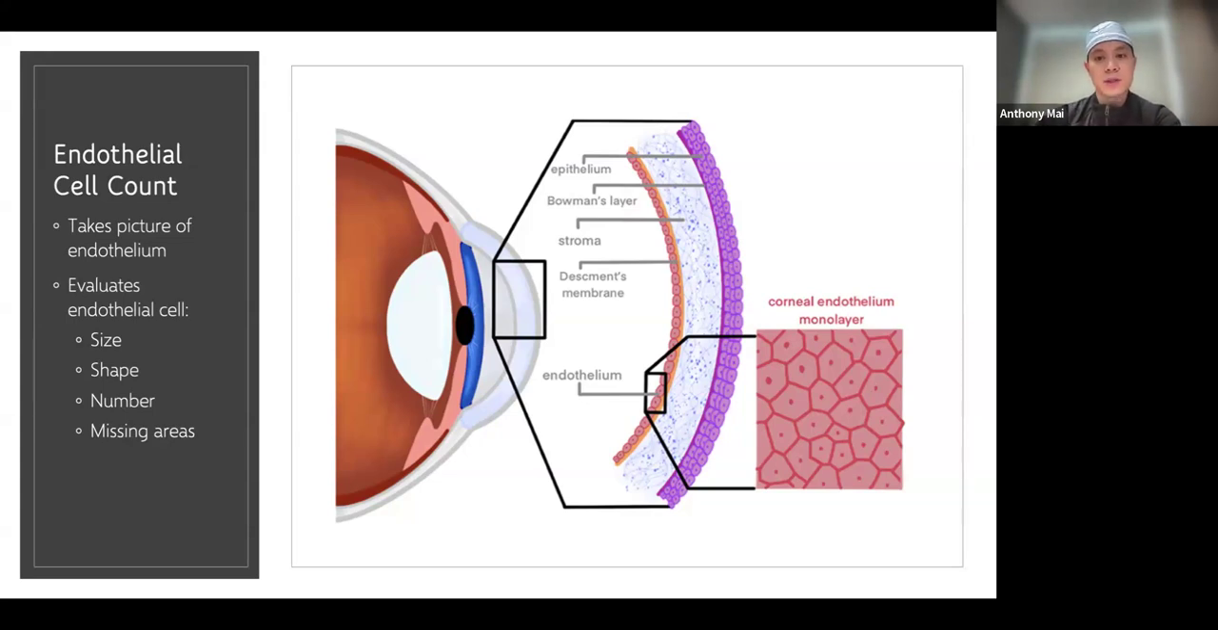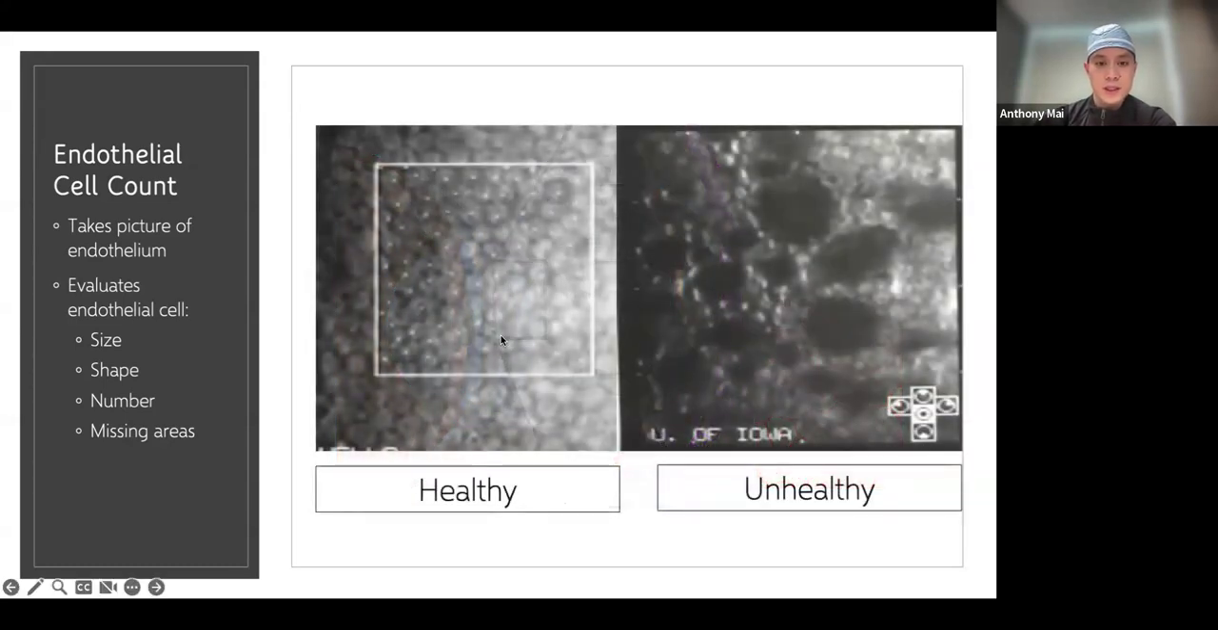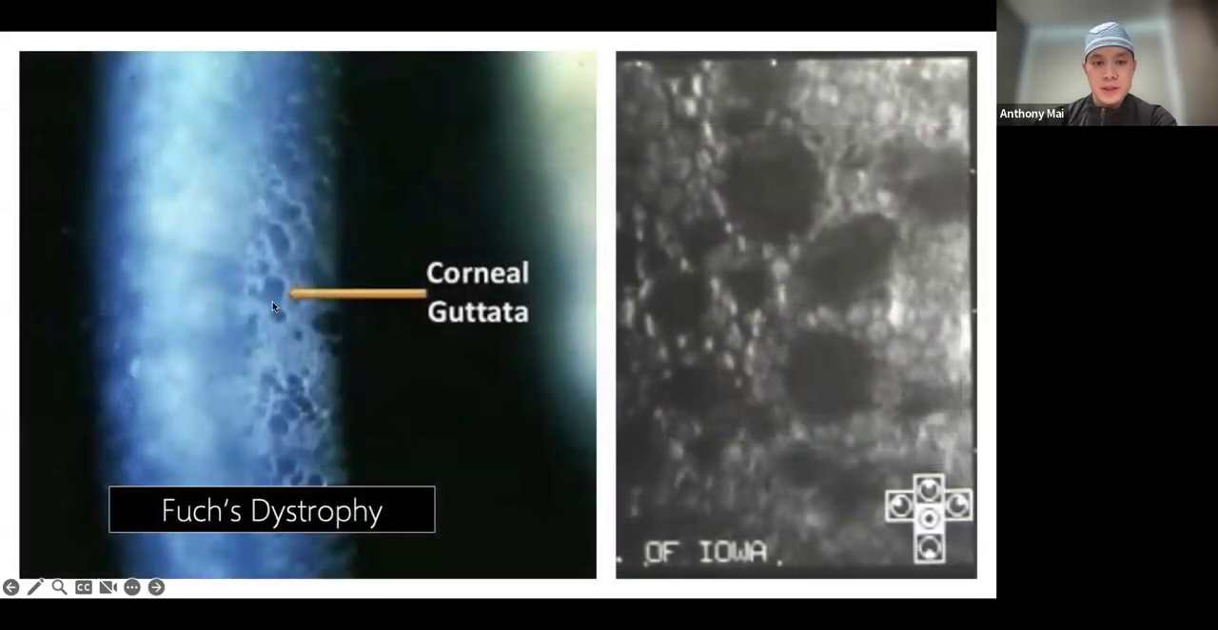They count the cells, look at the cells' shape, the number of them, how big they are, and also missing areas. So say this is the healthy one on the left, and this is an unhealthy one on the right, where there are patches of missing cells. These patches of missing cells actually correspond to what we call corneal guttata. Those are areas that are just punched out, no cells there.